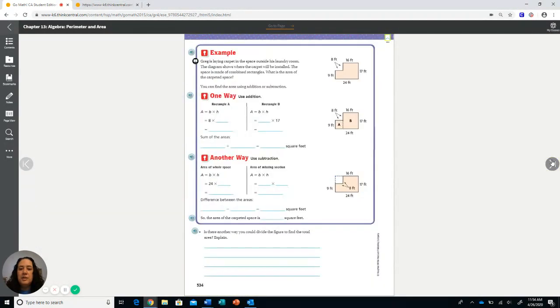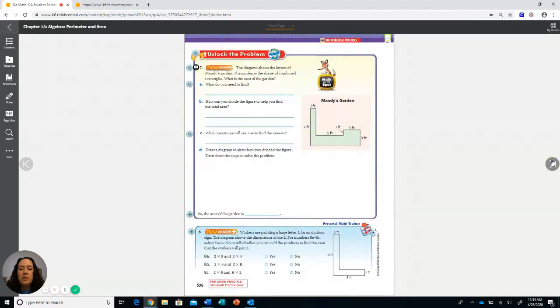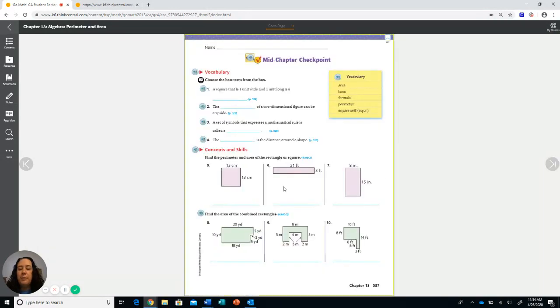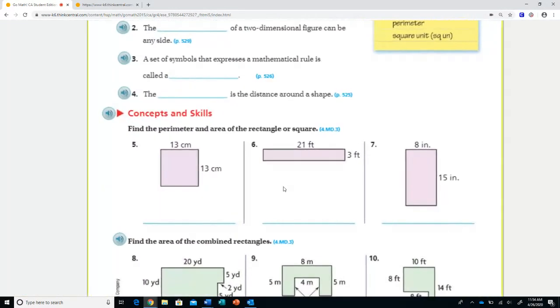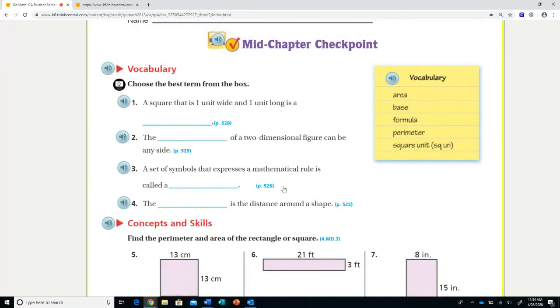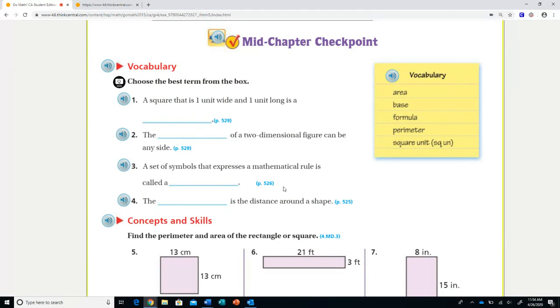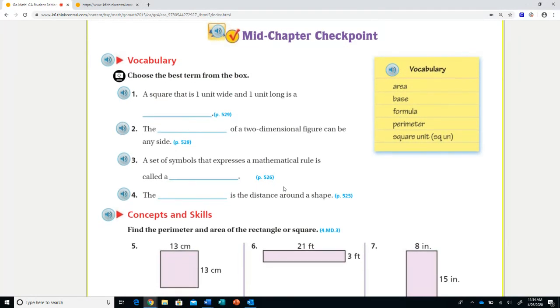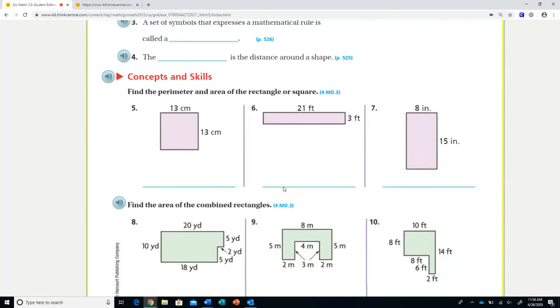It looks like this is just an extension. This is 13.3. And we're back to the mid-chapter checkpoint. So like I said, my goal here is not to give you the answers. My goal is to help you find the answers and you make your own decisions. But I have a feeling that will help you quite a bit.